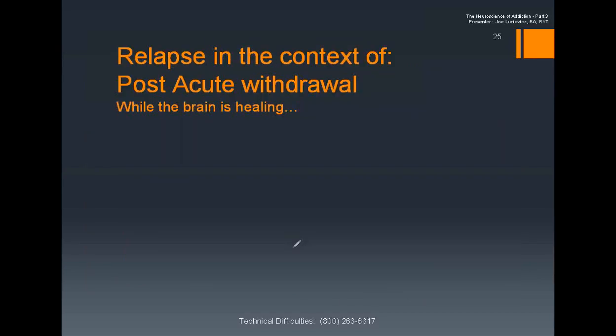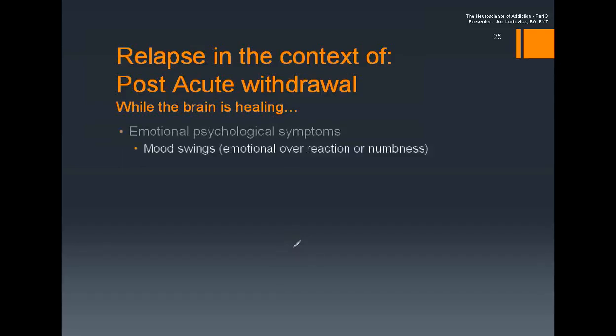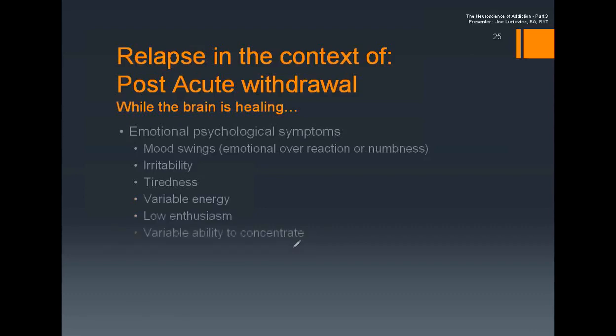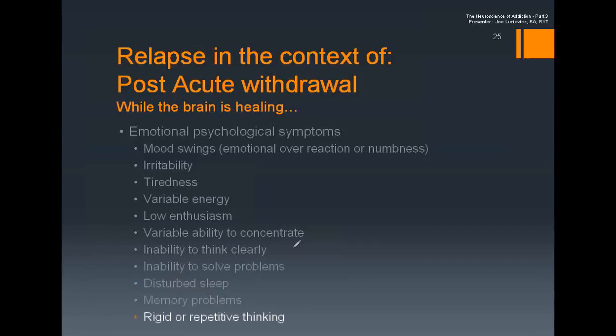So let's look at then relapse in the context of post-acute withdrawal, as we've talked about. While the brain is healing, what are the other symptoms that are occurring? Remember, emotional, psychological symptoms such as mood swings, overreaction, numbness, irritability, tiredness, different amounts of energy, maybe not so enthusiastic about being in drug court or treatment, don't have the ability to concentrate very well, not able to think very clearly, not able to do problem solving, get stuck sitting there trying to think, may have disturbed sleep, may have memory problems, may have rigid thinking, black and white thinking, or repetitive thinking. We can't seem to help them step outside of that.